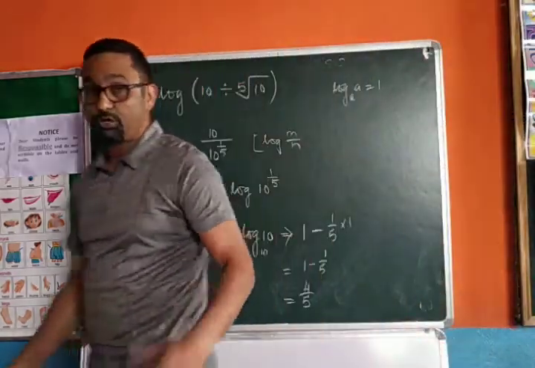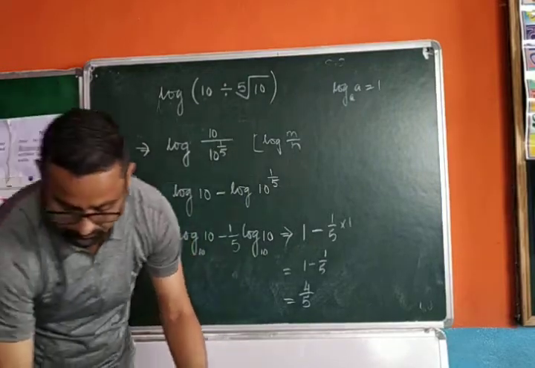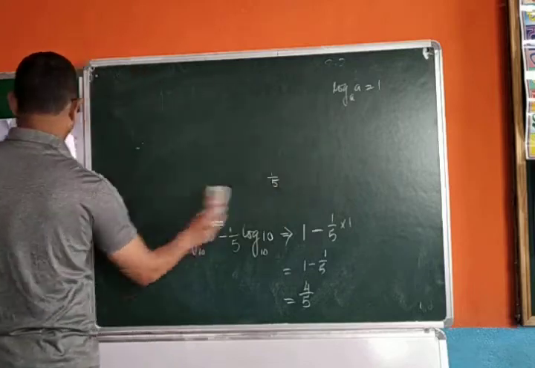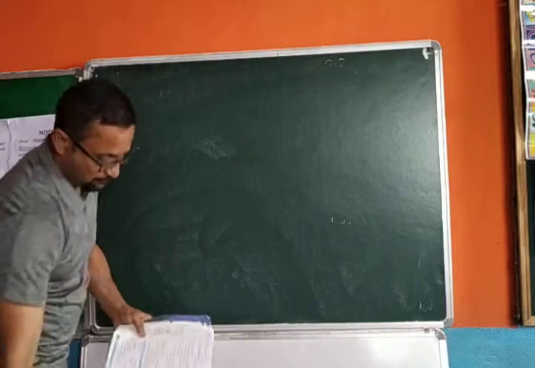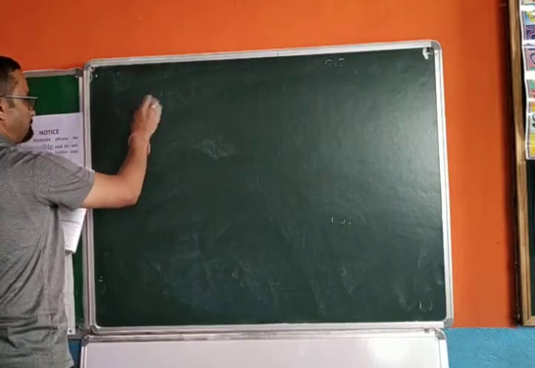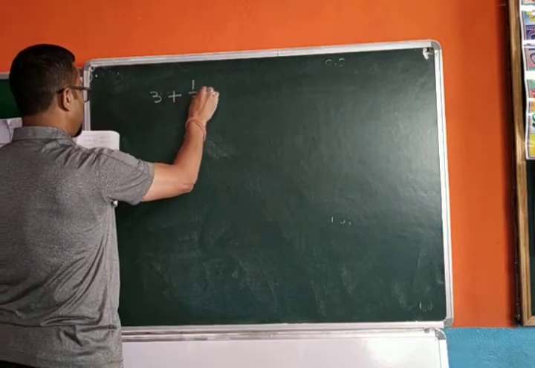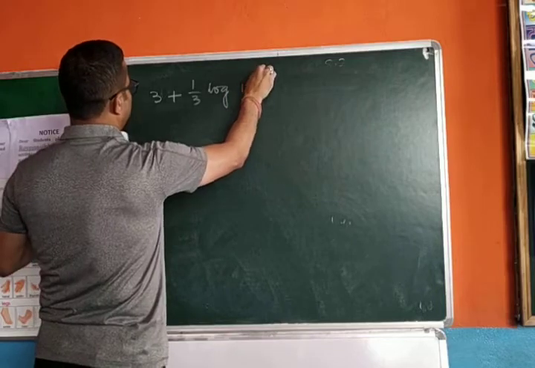You can do question number 2-1 in a similar way. Question number 2, part 2. 3 plus 1 upon 3 log 10 to the power of minus 4.